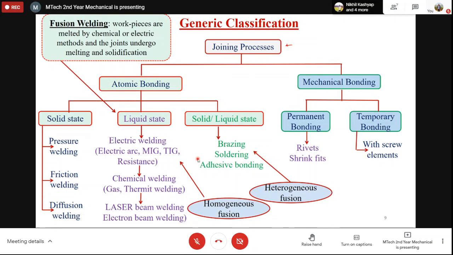But if you want joining where the material, like wood, is not electrically conductive, or the parts cannot melt easily, like wood and ceramics, to join those types of things, we can use adhesive bonding techniques. Fine. So this was a broad classification of the joining processes which we have.